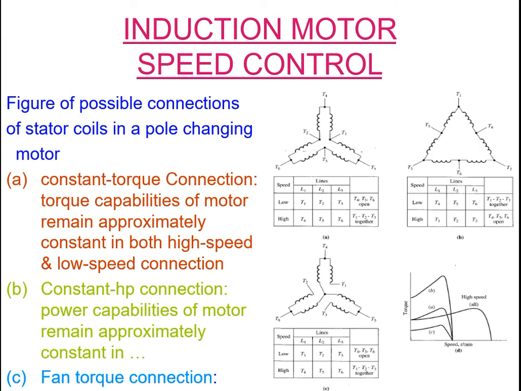The first diagram A is used for the constant torque connection, the next for the constant power connection, and the third one is the fan torque connection. In order to control the speed from low to high, we decide which coil is connected to which terminal. Like that we connect, and then the speed is controlled from the lowest value to the highest value. Okay, so this is the corresponding speed torque characteristics of these three types of connections.